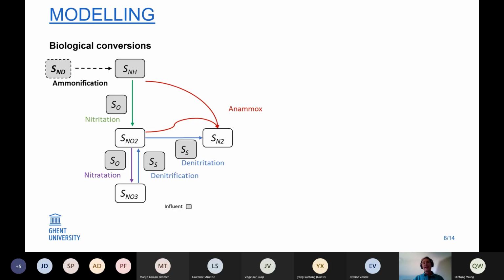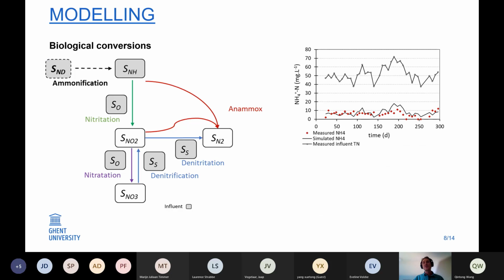Okay, then we adapted some of the model parameters, and we were able to get a good fit between the measured and the simulated ammonium concentrations. In this case, as you can see in this graph, measured concentrations are related to these red diamonds, and the simulated is the black line in the bottom of the graph.